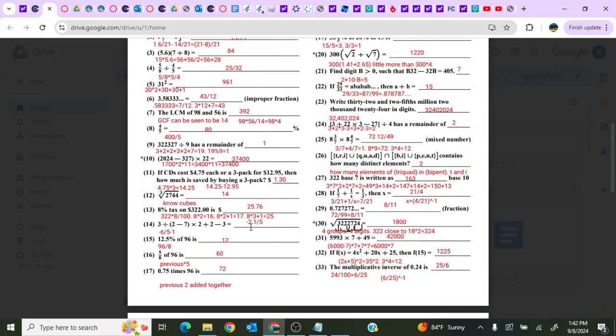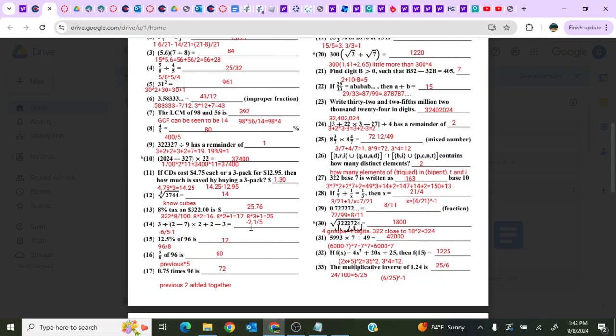Number 15, 12.5% of 96 is what? Well, 12.5% is equivalent to 1/8. That's the fraction you should know. So 96 times 1/8 is equal to 96 divided by 8, which is equal to 12.